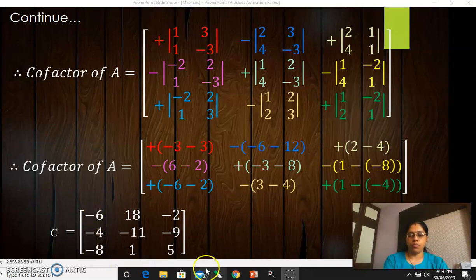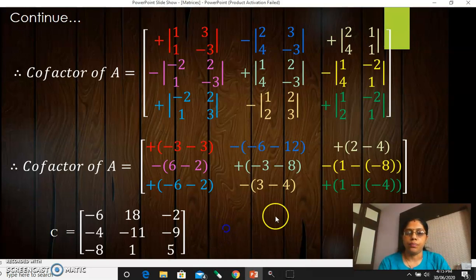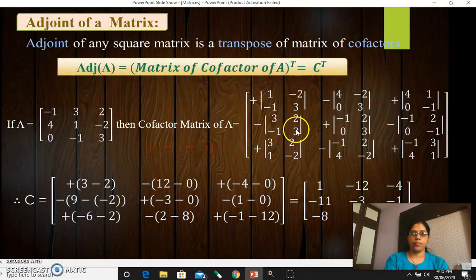And this is that cofactor matrix you will get at last. For a 3 by 3 matrix, your cofactor matrix will be again of order 3 by 3. Okay, so this way you have to calculate that cofactor matrix. Now let us see how to find adjoint. To find the adjoint of any square matrix, the adjoint is simply the transpose of the matrix of cofactors. This matrix of cofactors we have already seen.